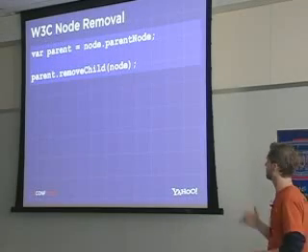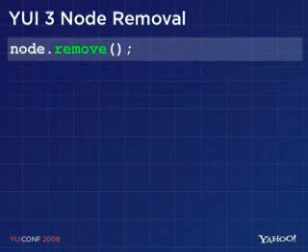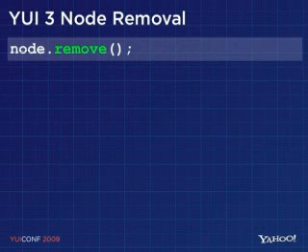We've also tried to make removing elements from the DOM just a little bit easier. In standard DOM, you always need a reference to your parent node before you can remove it. So once I have a reference to my parent, I can call removeChild, and then I can remove. But in YUI3, we try to make that as simple as possible by just giving you a remove method. So if you have a node reference, you can just call remove, and that element is now gone.